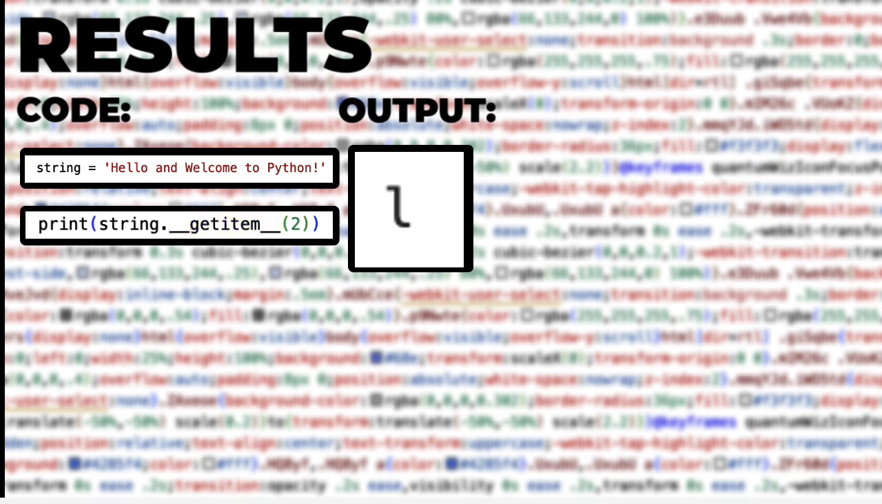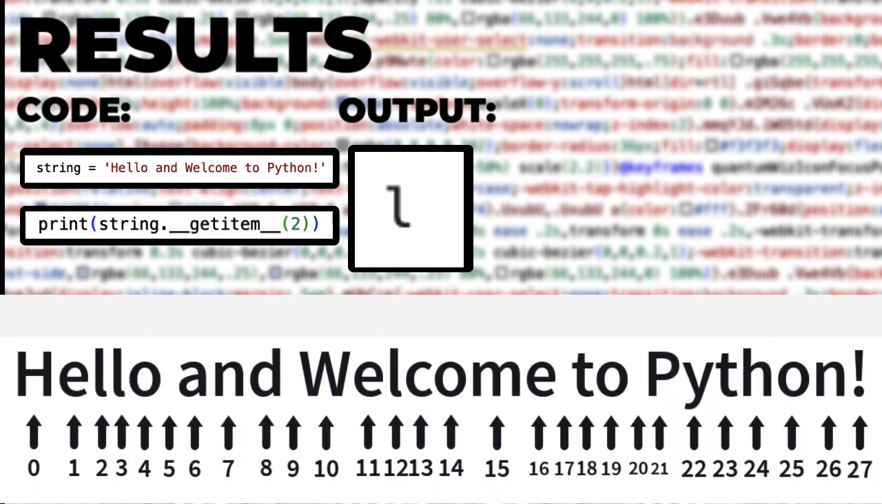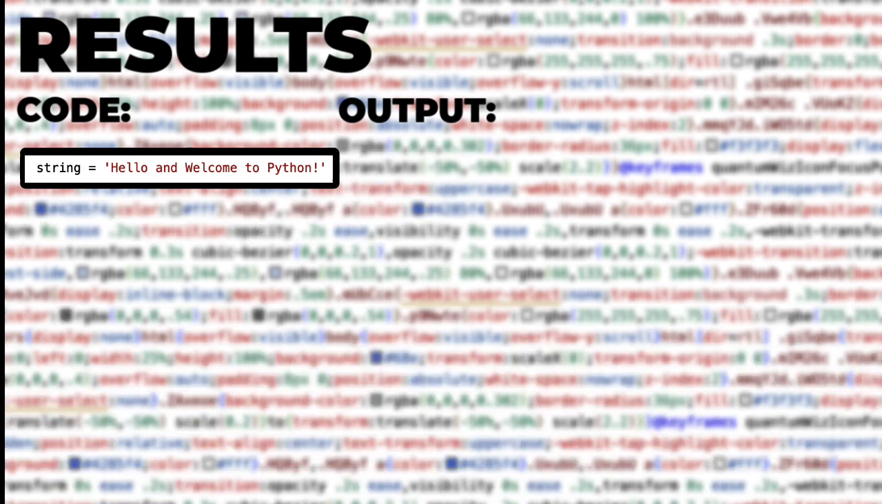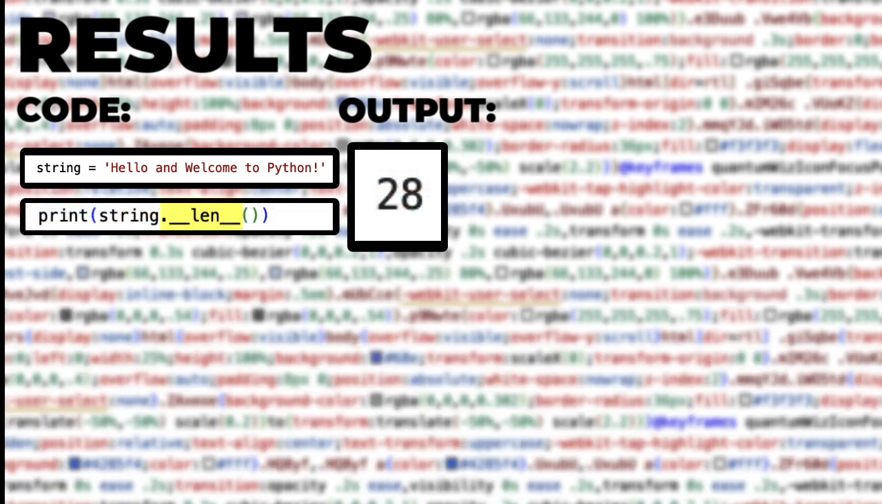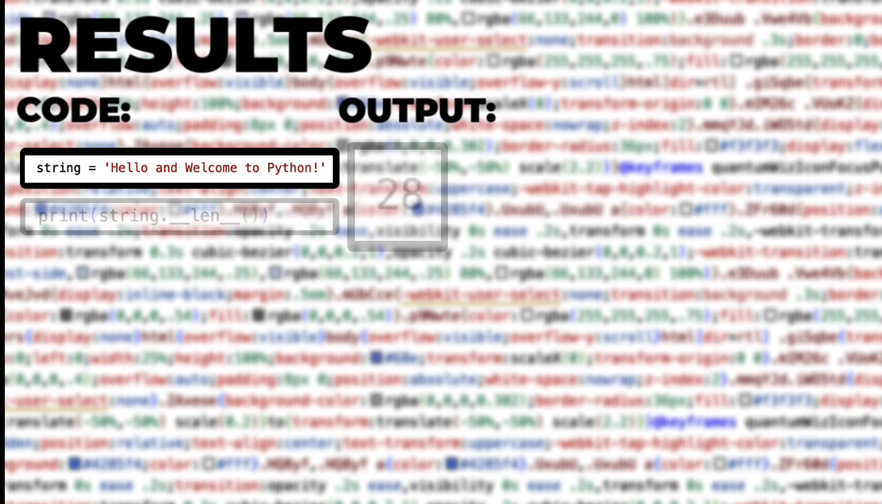The next is __getitem__. This will go through the string starting from 0, so 0 will be H and 1 will be E, and so on, and we'll see which value is at the number you have given. So for this example we have put 2, so the letter L is at that position, so that is what is printed. The next command is __len__. This will return the length of the string that you have given, so the length of our string is 28.